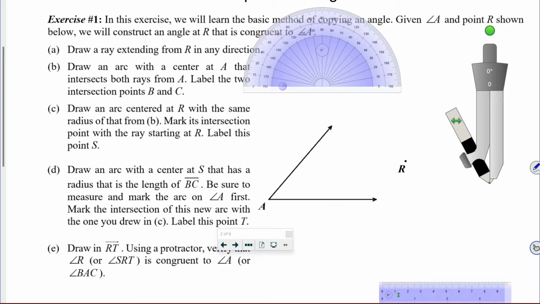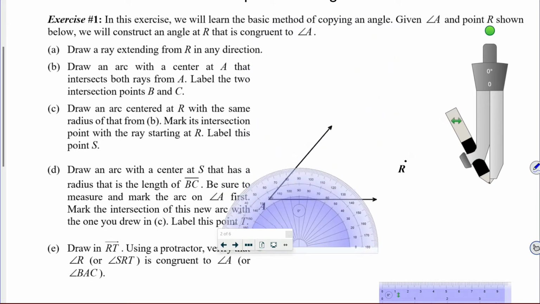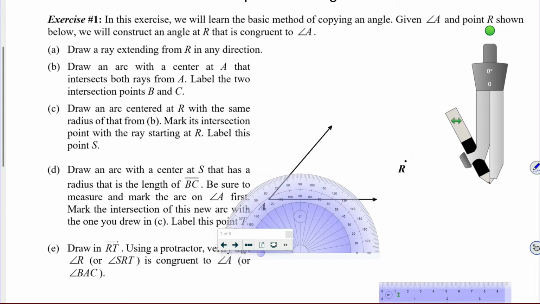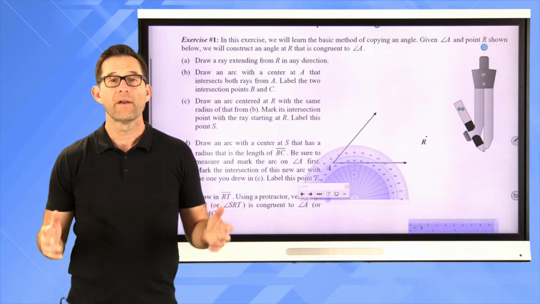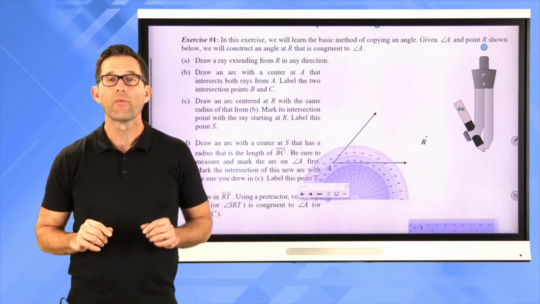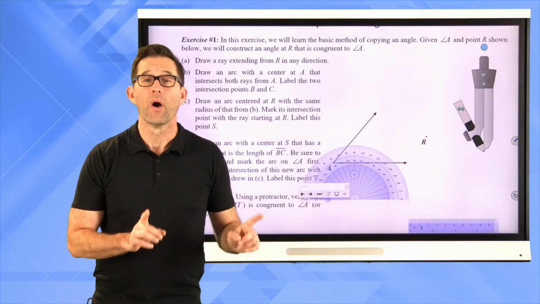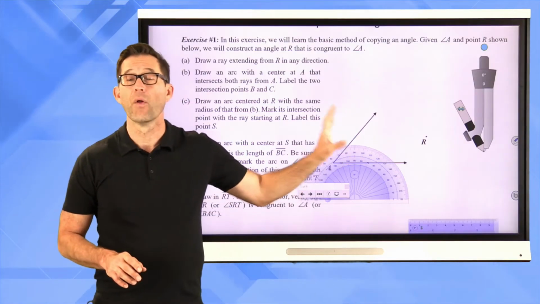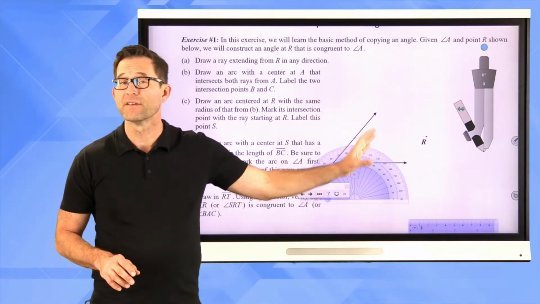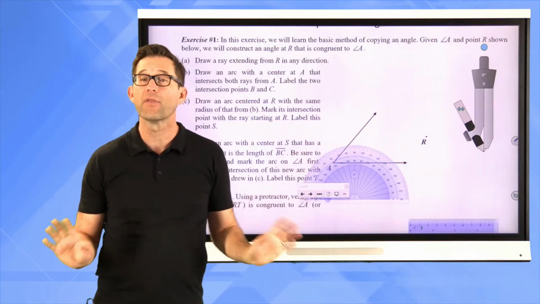Let me get that protractor out of the way, sorry. There we go. Given angle A and point R shown below, we will construct an angle at R that is congruent to angle A. Letter A: draw a ray extending from R in any direction. Remember, I'm just trying to create an angle that is congruent to angle A. It doesn't have to be in the same orientation or anything like that.